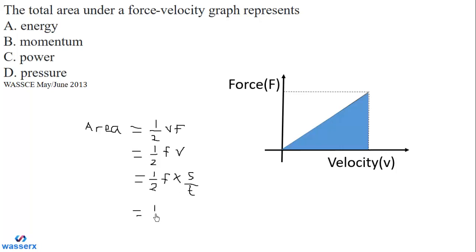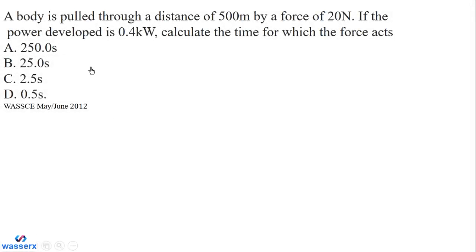Now the product of force and displacement is work, so that will give us work over time. Work over time is power, and half of power is still power, since a scalar times power is still power. Therefore the area under the force velocity graph is power.